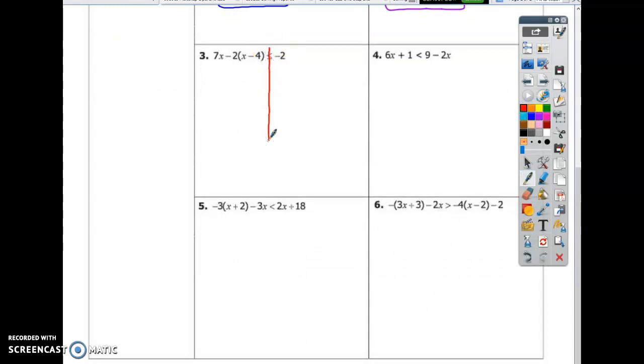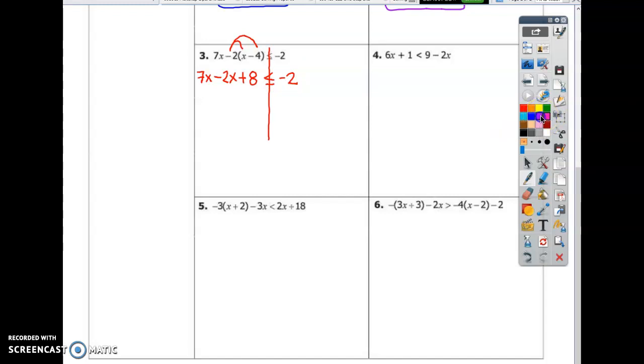There's parentheses, so you have to distribute. So I'm going to distribute negative 2 here and here. The 7x just comes down. So 7x, multiply negative 2 times x. What is that? Negative 2x. And negative 2 times negative 4 is a positive 8. Bring down the sign. Bring down the negative 2.